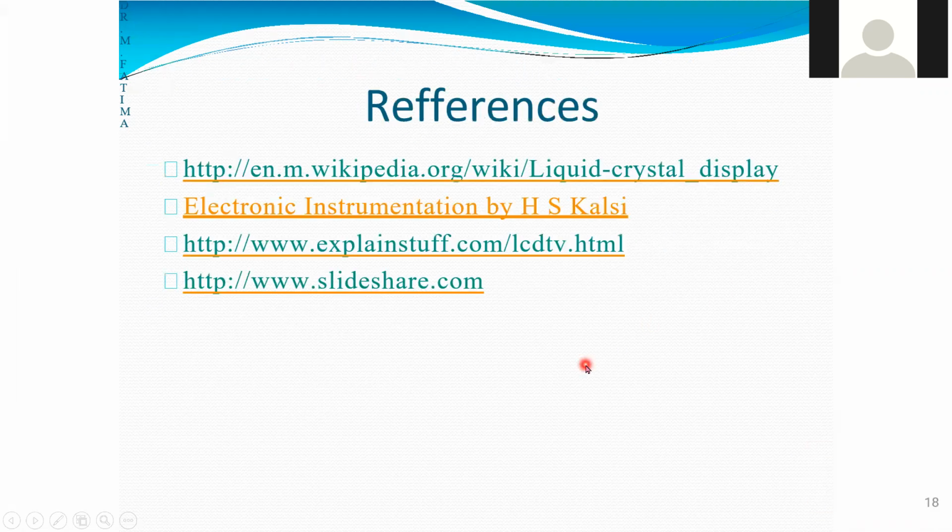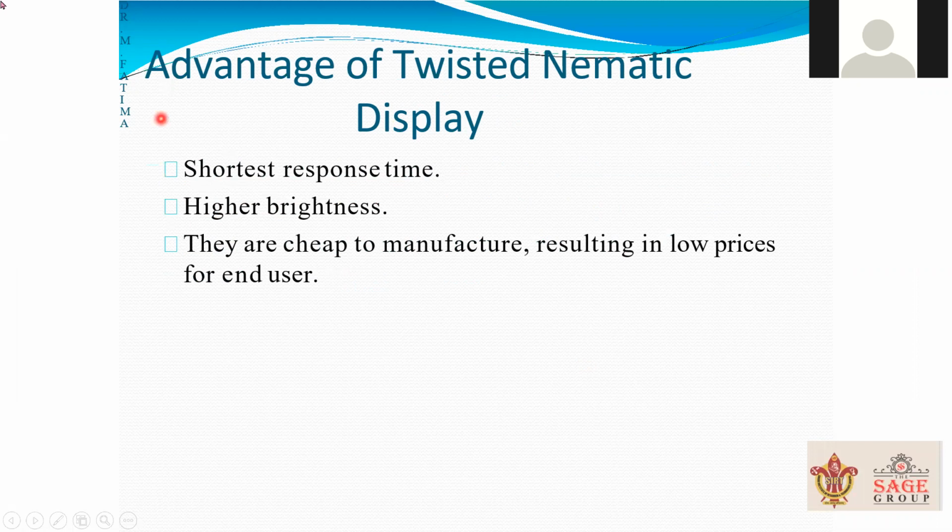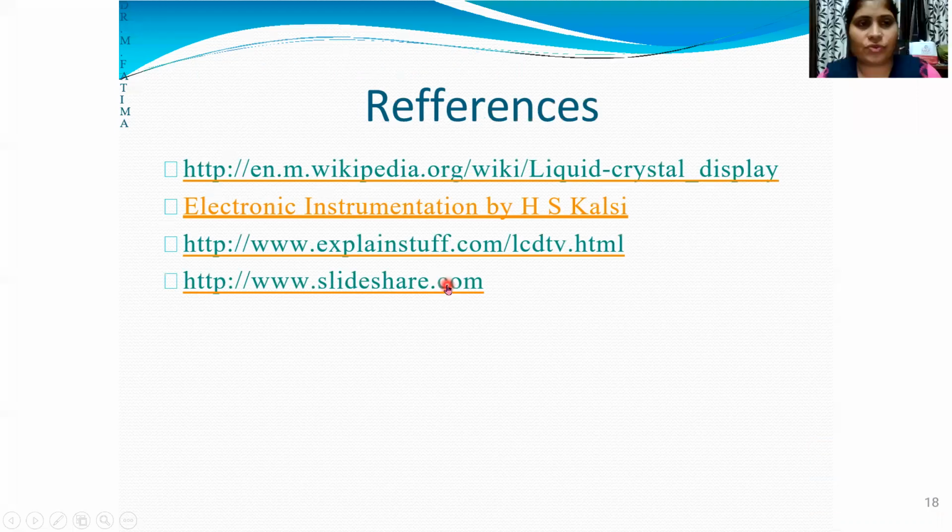We've already seen this. So these are the advantages of twisted nematic display. It has the shortest response time, that is, as soon as input is given, it gives the output. Higher brightness, and they are cheap to manufacture, resulting in low prices for end users.